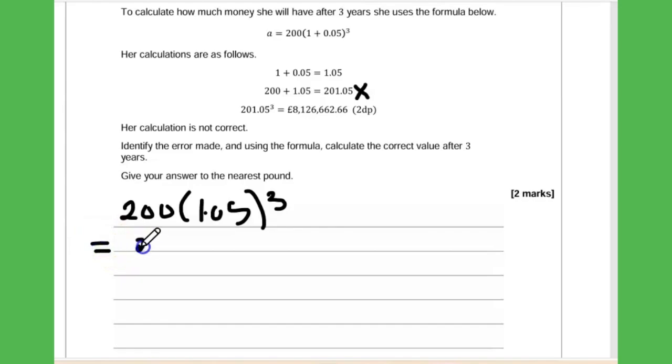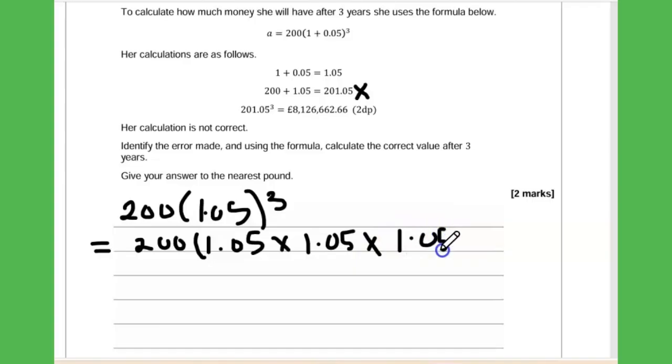So if we do that, we're supposed to have 200. Then we're going to simplify the power here: 1.05 times 1.05, then times 1.05. So this is what we're supposed to do. Then we multiply by 200.